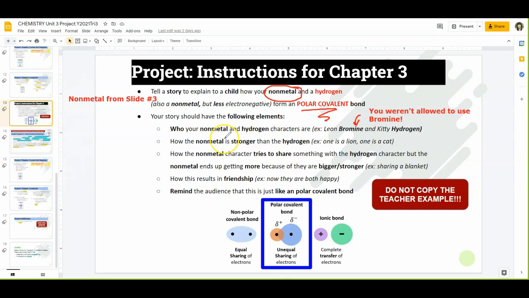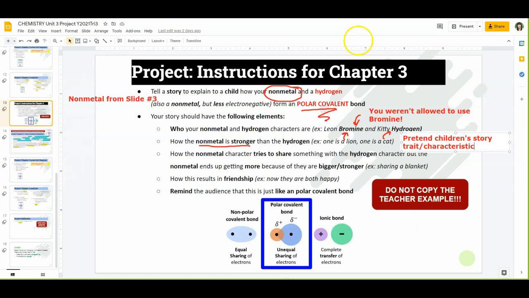All right, so what you're going to go ahead and do is take a look at the tug of war between our nonmetal and our hydrogen characters. And so you need to be able to explain how your nonmetal is stronger than hydrogen. So for example, my bromine is a lion and my hydrogen is a cat. Again, this is a children's story, so you should make up a pretend children's story trait or characteristic.